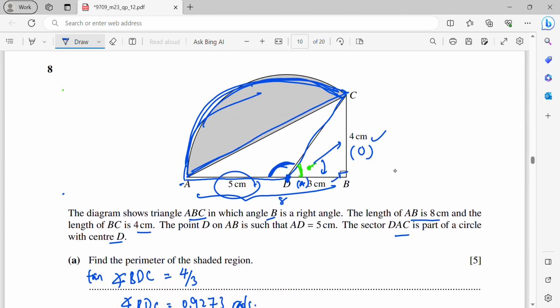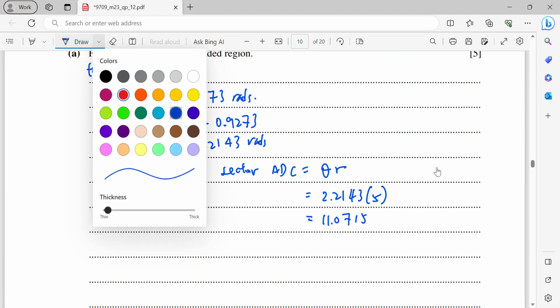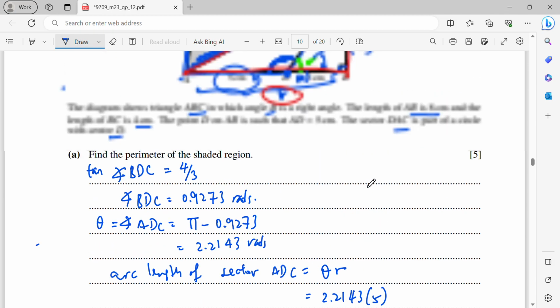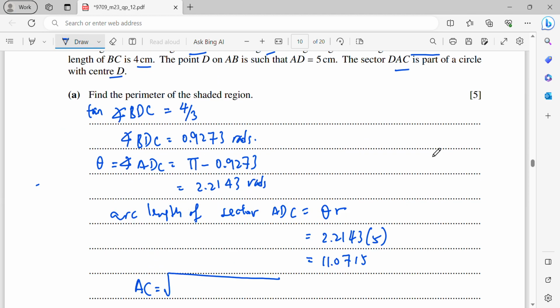Now my next step is to get the AC. So when you need to get the AC, let's look at the whole triangle ABC. Now the BC is 4, the AB is 8, so I will get the AC by using Pythagoras theorem. So which means now my AC is square root of AB squared plus BC squared.